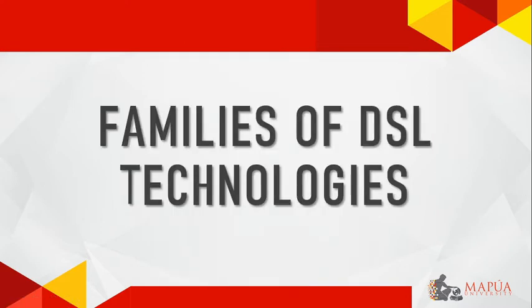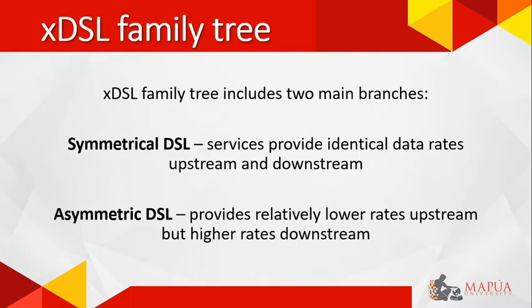Now, let's proceed to the families of DSL technologies. The term XDSL applies to most or all types of DSL technology. The XDSL family tree includes two main branches. The first is the Symmetrical DSL, which are services that provide identical data rates upstream and downstream, while the second is Asymmetrical DSL, which provides relatively low rates upstream but higher rates downstream.